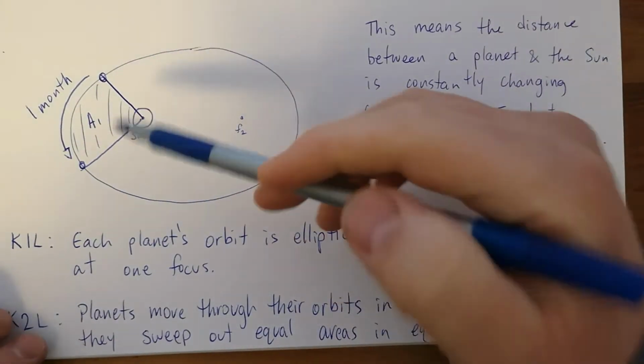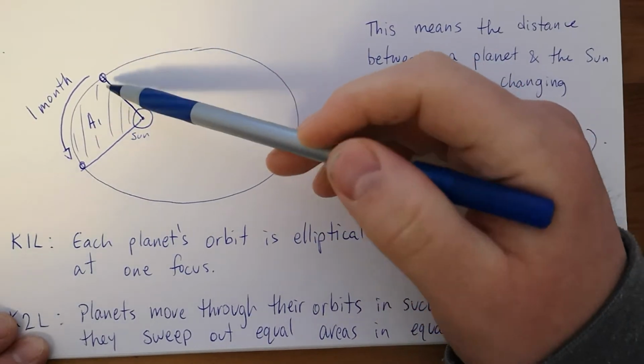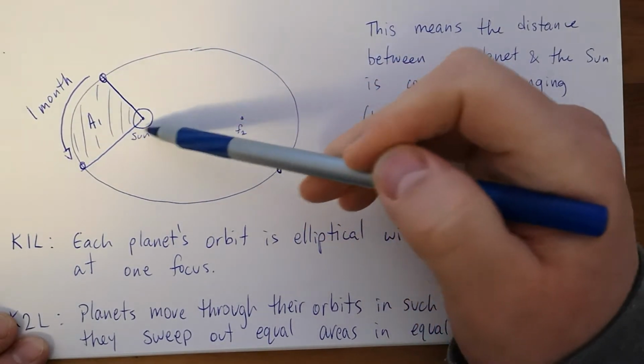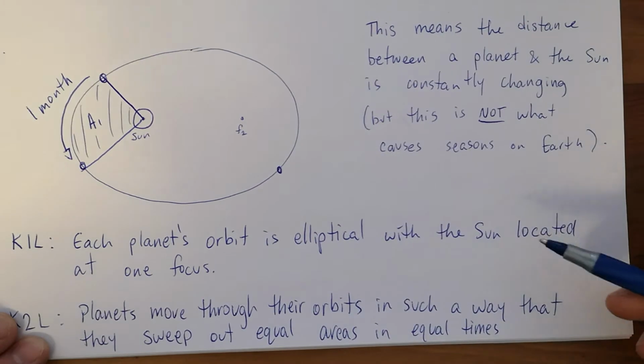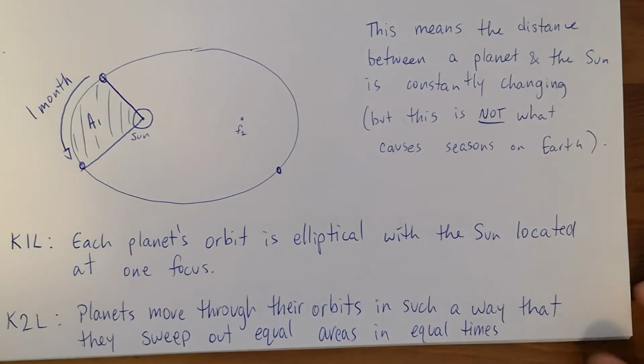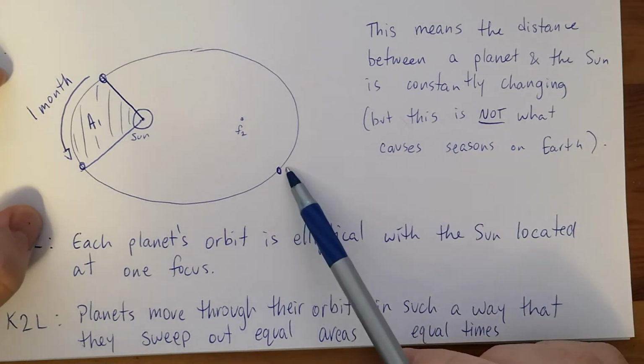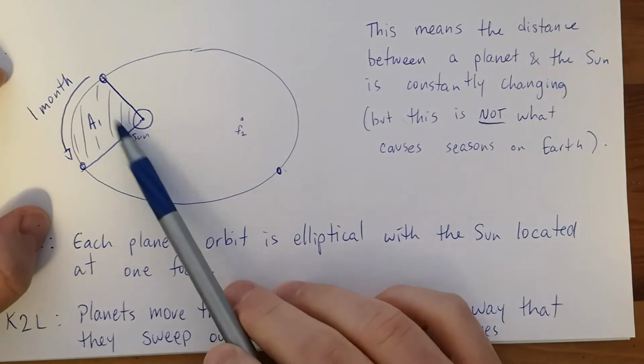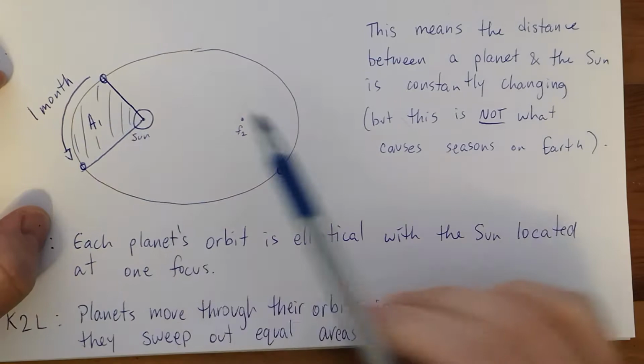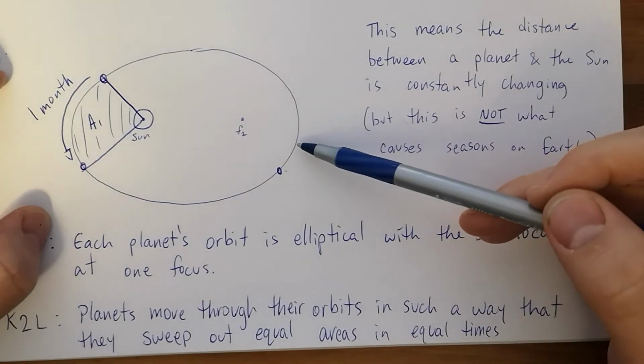Okay, so this is what I mean by sweeps out an area. In 1 month, it sweeps out this much area when connected to the sun. Kepler's law is saying it sweeps out equal areas in equal times. So any 1 month interval in the orbit has to sweep out this much area. Now I'm going to draw something over here.